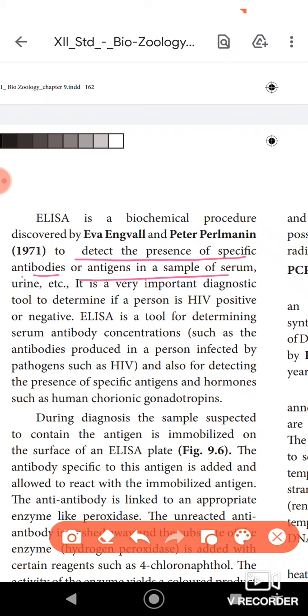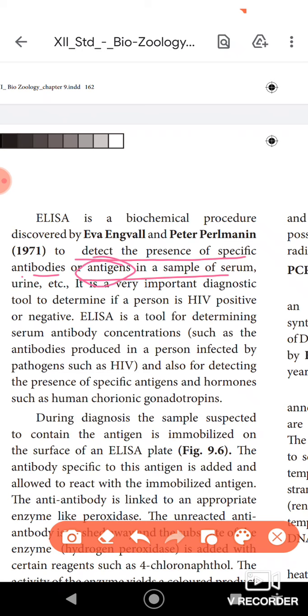If we take a blood sample, we look for the important antibodies and antigens in it. What are antibodies? Antibodies are produced against the antigen. If a particular antibody is present in the blood, we can easily find out against which antigen that antibody was produced. Like that way, it is used to detect the presence of the antigen.